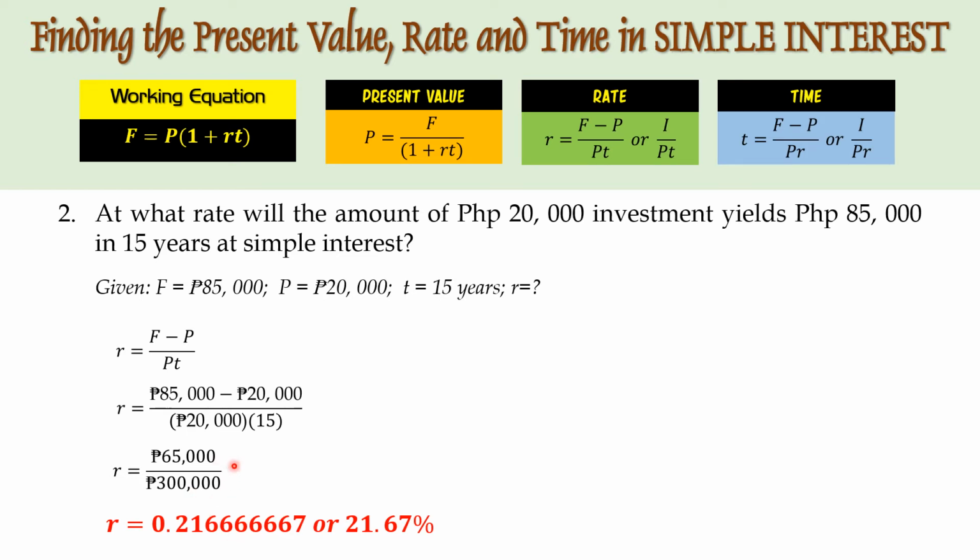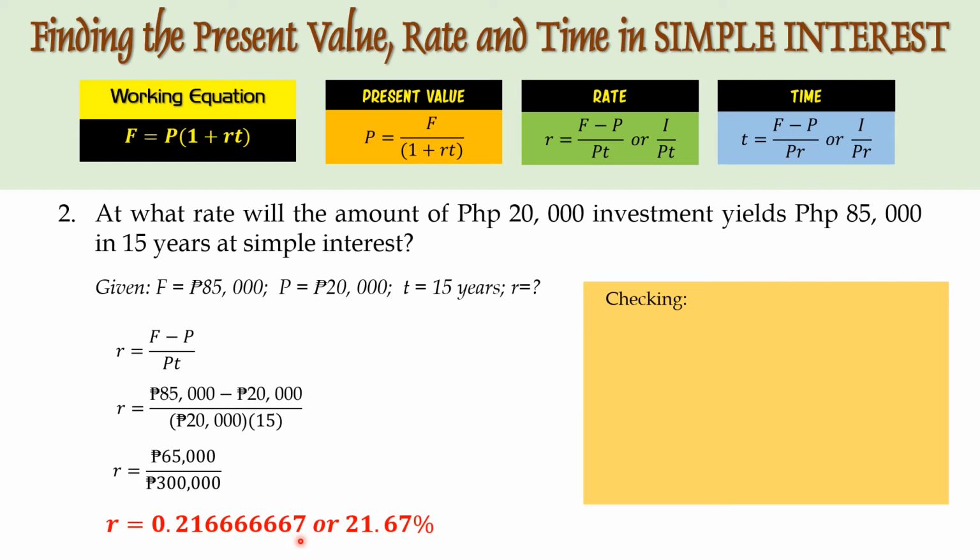Upon division, it will yield the result that is equal to 0.216666667 or 21.67%. So, I present here the complete value of 65,000 pesos divided by 300,000 pesos. Para sa pagdating sa checking natin mamaya, makukuha natin ang exact value. Okay. So, let's do some checking.